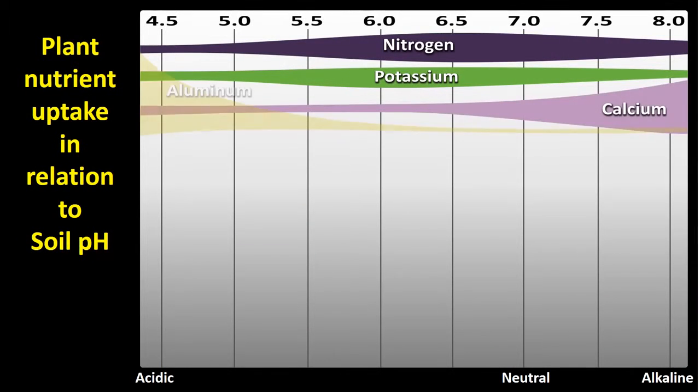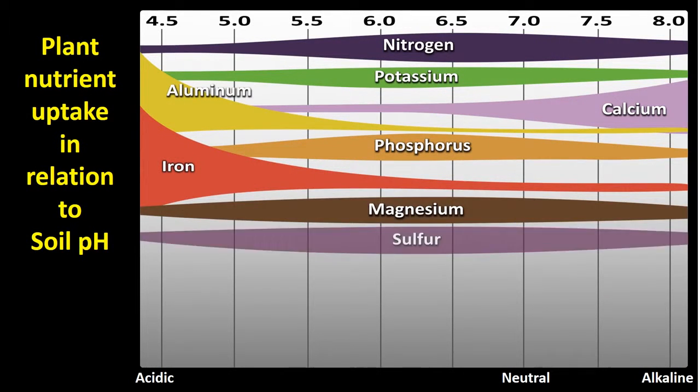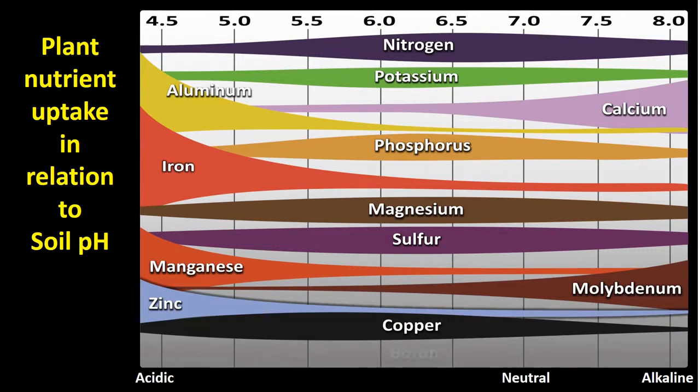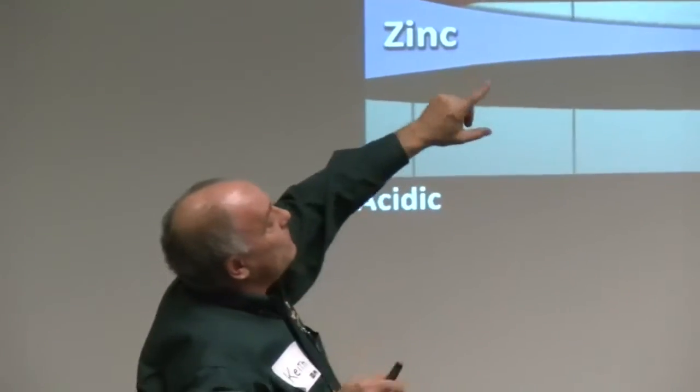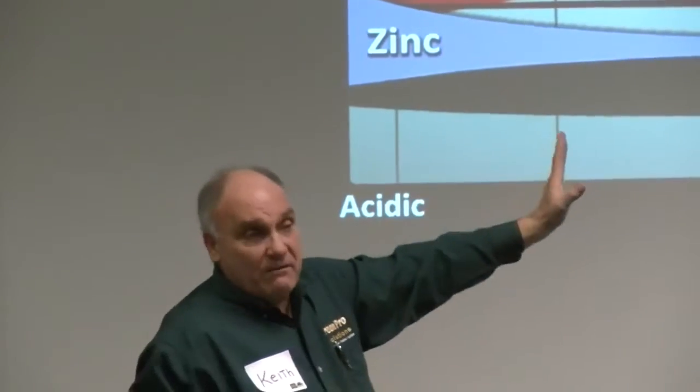And what are you noticing? Are you picking up a pattern here? What's the pattern that has developed? Anybody see it? If you look between 6, 5, and 7, what do you notice? They're most available. So if you look at the column between 6.5 and 7, most of the nutrients that we need are most available.